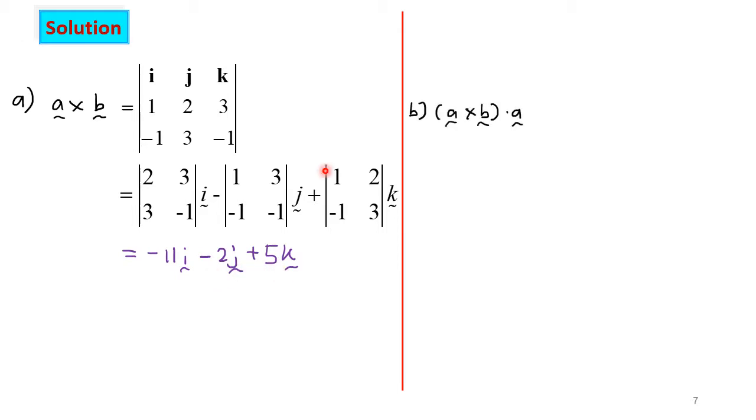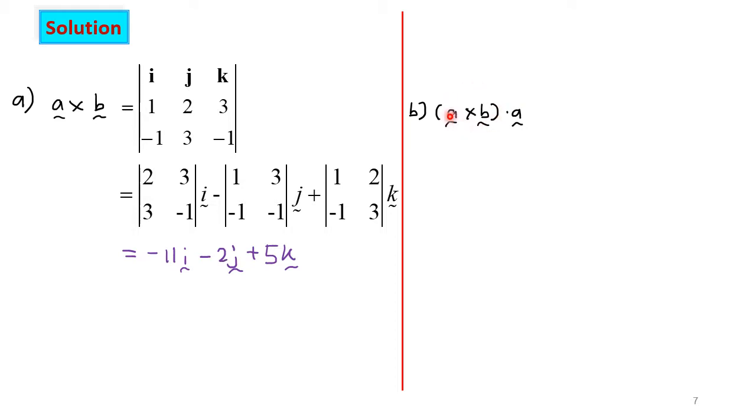Right. So next, the question asks us to show that the cross product of AB is actually perpendicular with A. So remember previously when we discussed the scalar product, or also what we call the dot product, one of the properties is if the two vectors are perpendicular, then the dot product between the two vectors would be 0. So we use this property.